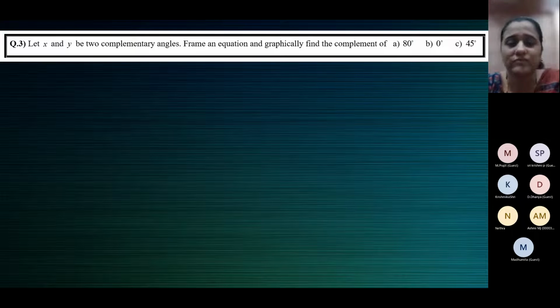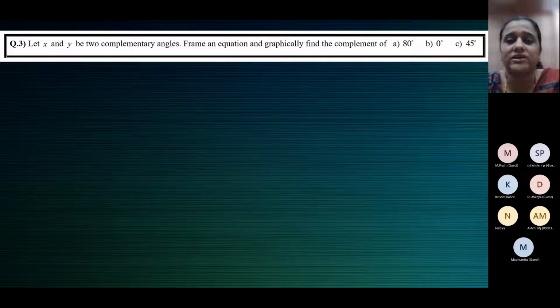Frame an equation. So we frame the equation in X and Y and graphically find the complement of 80 degrees. Algebraically, tell me what is the complement of 80 degrees? 80 plus what is 90? 10. So 10 degrees, 80 degrees plus 10 degrees is 90 degrees. So the complement of 80 degrees is 10 degrees and the vice versa is also true. The complement of 10 degrees is 80 degrees.